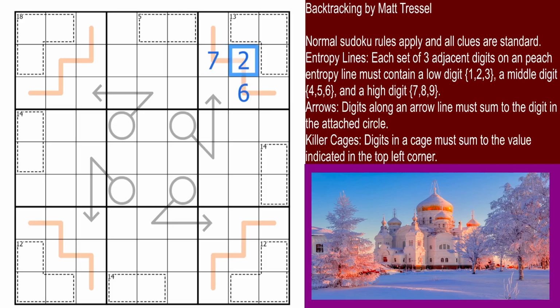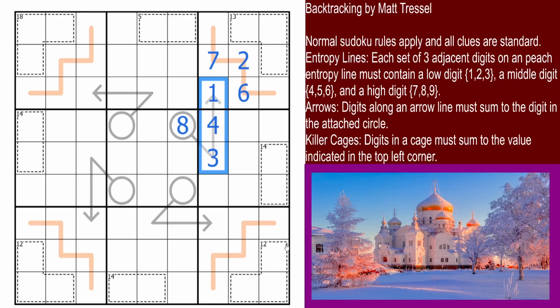Arrows: digits along an arrow line must sum to the digit in the attached circle. We can see these 4 arrows, again under standard Sudoku. What this means is that whatever digits we put along the arrow, their sum should be present in the circle. So let's say you have something like 1, 4, and 3. This sums to 8, so this must be 8 here. You cannot have anything like 6 or 7 here. That is not valid. You must have 8 here because these sum to 8.